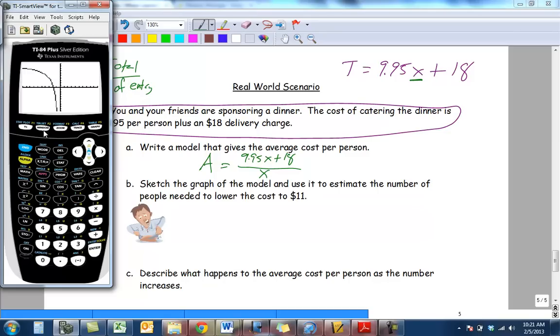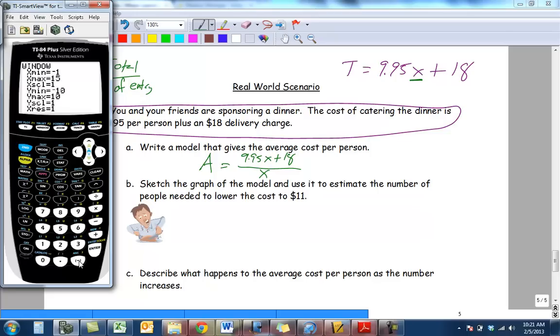So we might need to adjust our window a little bit. Now, the negative numbers for X, I don't really care about, but I like to see the axes, so I'm going to put in -1. But our X max, how many people do you want to come to our party? Let's keep it a small party. Let's keep it like, I don't know, 15.